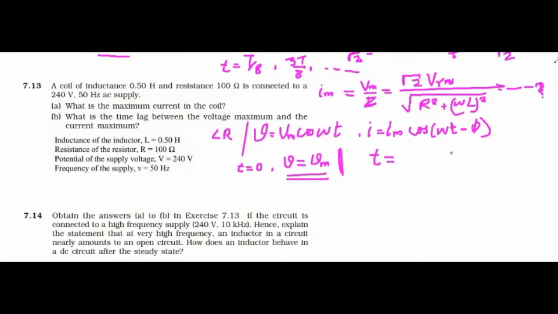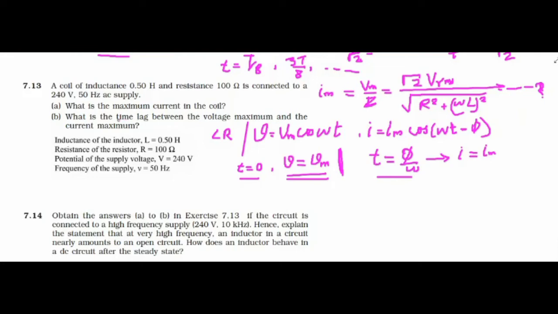We can take t is equal to phi by omega. When t is equal to phi by omega, it becomes cos of omega into phi by omega. Omega will be cancelled, phi minus phi becomes 0. Cos 0 is 1. At that time, you will get I is equal to Im. Current becomes maximum, which means voltage is maximum at t equal to 0, and current is maximum at t is equal to phi by omega.